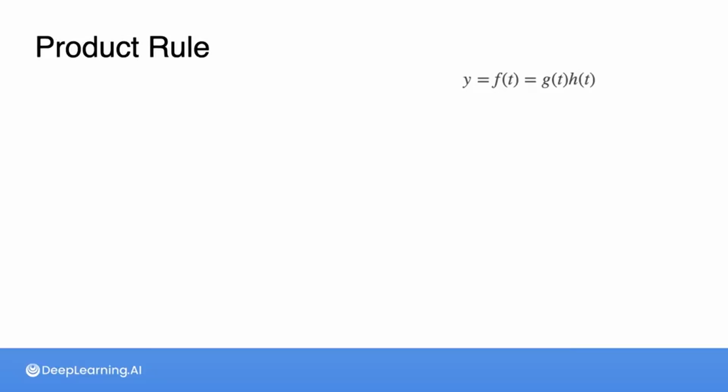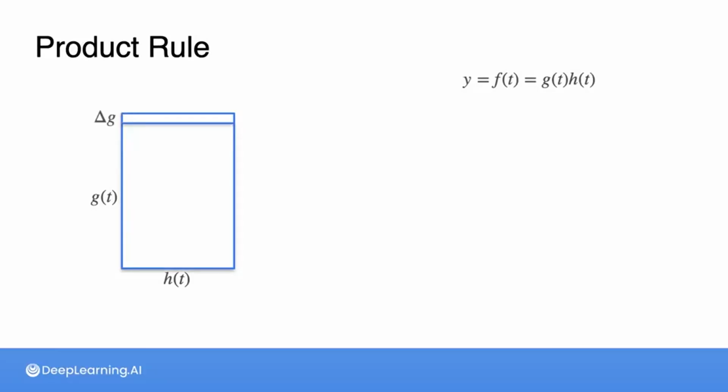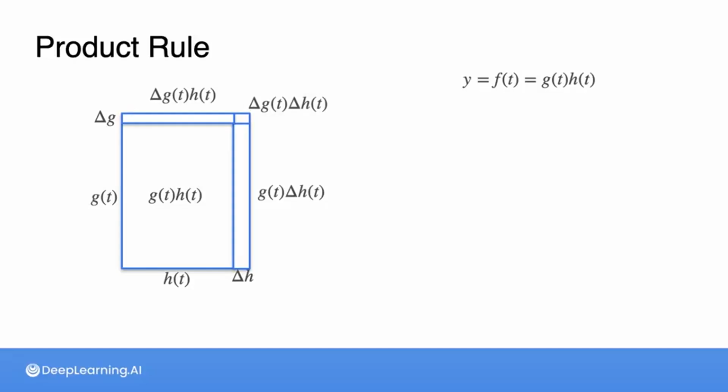So let's look at a house from the top. Now, what happens when the workers build a little bit of side wall, delta g, and a little bit of front wall, delta h? That also builds a little bit over here at the top. Now, let's look at what these areas are. This area over here is going to be g of t times h of t. This small area here, g of t times delta h of t. This one here is delta g of t times h of t. And this tiny one is delta g of t times delta h of t.